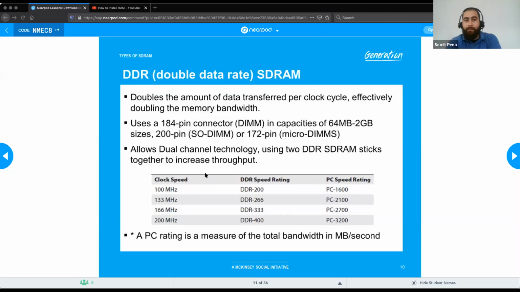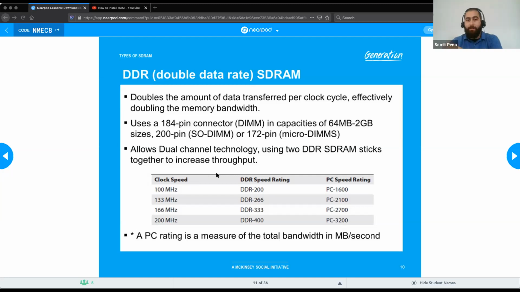Now, if we know we're using DDR SDRAM, which is the double data rate RAM, we know we're moving at twice the clock speed. So we take that clock speed. If it's 100, we know we're doubling it, so it's now 200. That is your base DDR speed rating. So to know what the PC rating is for that computer, we now have to multiply that number by 8 to get the PC rating.